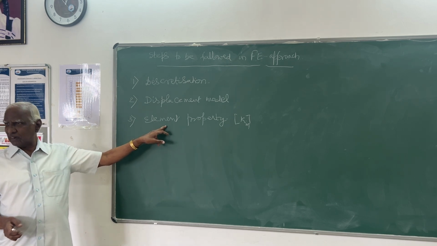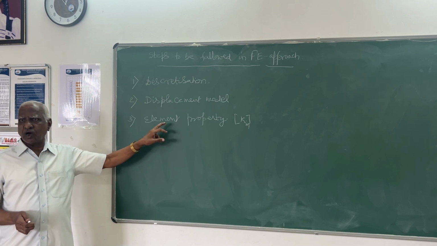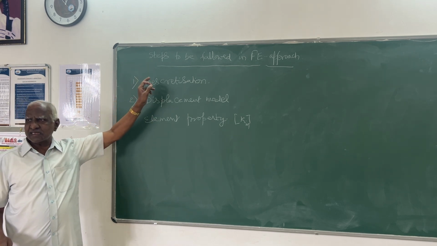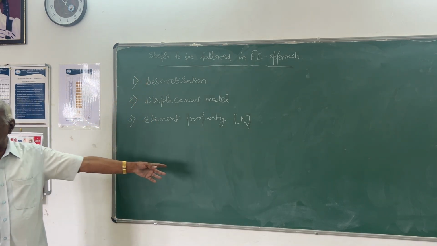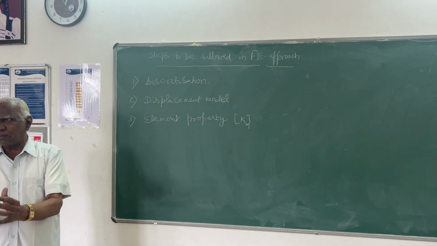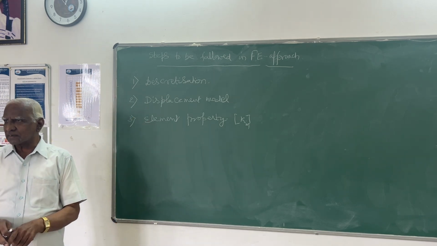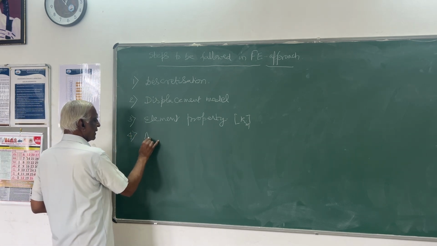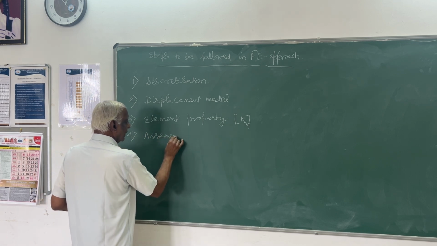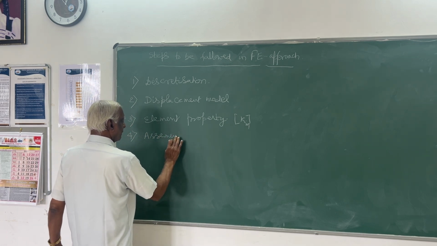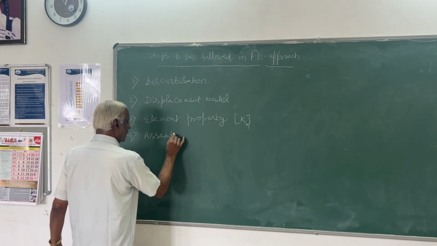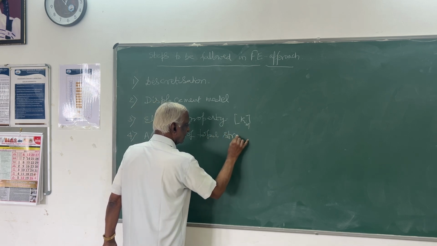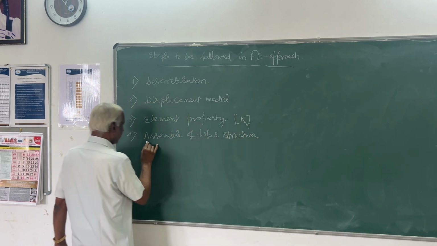The moment you determine this stiffness or internal property of the elements, for all the elements which you have discretized, you have to work out that internal property and then sum up to get the total structure stiffness matrix. Then fourth, assembly of total structure property.